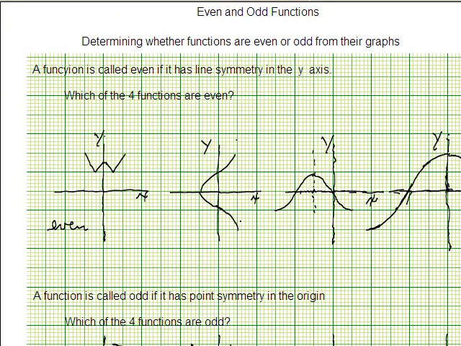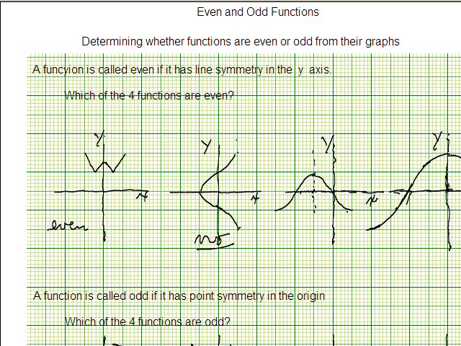Take a look at the second one. The second one also has line symmetry. If I fold on the x-axis, this point would come down and lay on this point, etc. This point would lay on this point. It's a perfect match. However, to be even, the line symmetry has to be in the y-axis, not the x-axis. So this is not an even function.